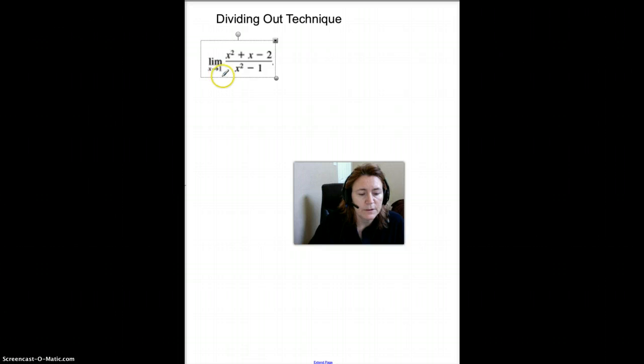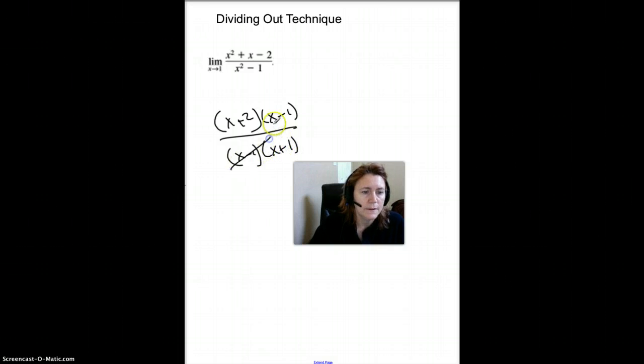There's also something called a dividing out technique, which is basically what I've been kind of cheating and doing. If I look at this, I'm going to factor both of these. So this is x minus 2, x plus 2, x minus 1, divided by x minus 1, x plus 1. These go away. This becomes x plus 2 divided by x plus 1. Now when I take the limit as x goes to 1 of this, I get 3 over 2, or 1.5.